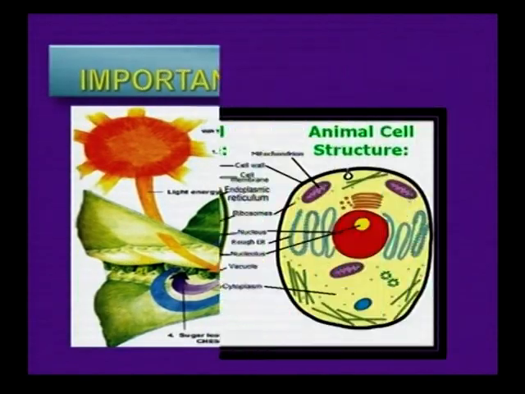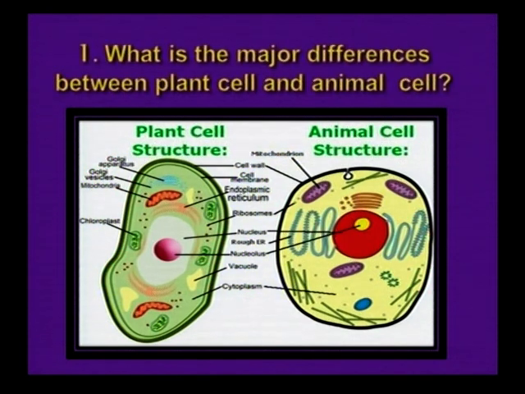Yes, friends. Now let us see the picture of plant cell and animal cell. See, here is a wonderful picture of plant cell and animal cell. What differences can you observe from this? Yes, friends, you are right. In the plant cell, we can see that cell wall, chloroplast and vacuole are present. And in the animal cell, we can't see the cell wall, vacuole or chloroplast. So, this is the difference between plant cell and animal cell.